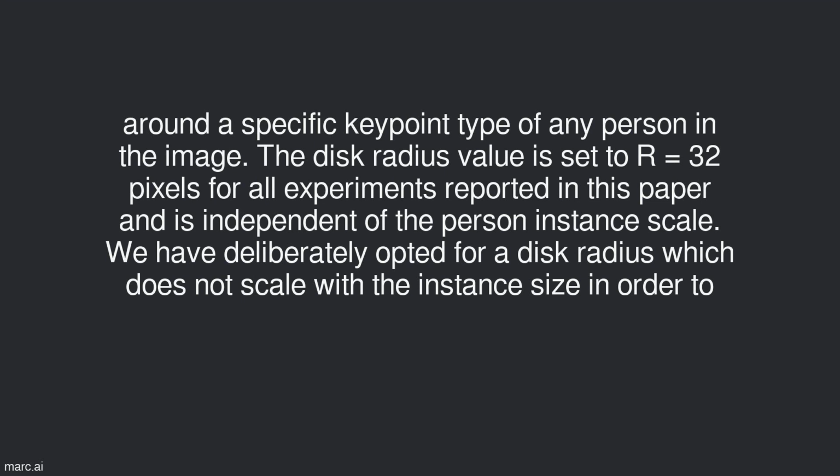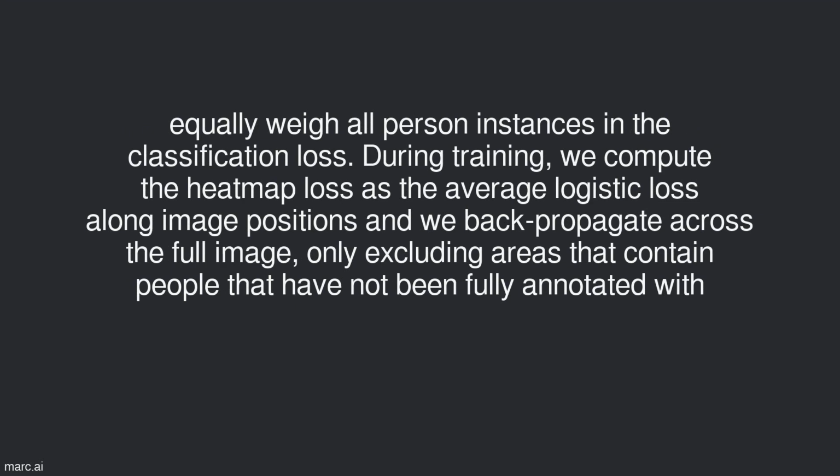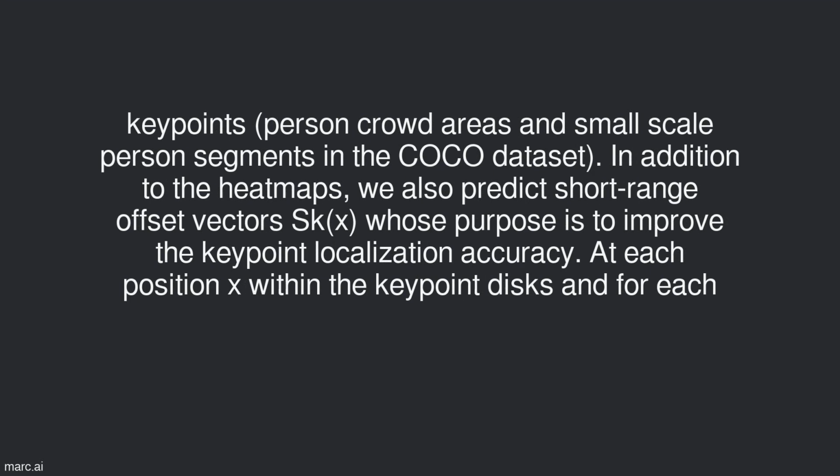The disk radius value is set to r=32 pixels for all experiments reported in this paper and is independent of the person instance scale. We have deliberately opted for a disk radius which does not scale with the instance size in order to equally weigh all person instances in the classification loss. During training, we compute the heat map loss as the average logistic loss along image positions, and we backpropagate across the full image, only excluding areas that contain people that have not been fully annotated with keypoints, person crowd areas and small-scale person segments in the COCO dataset.